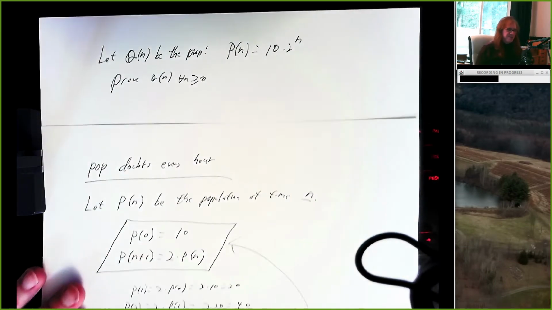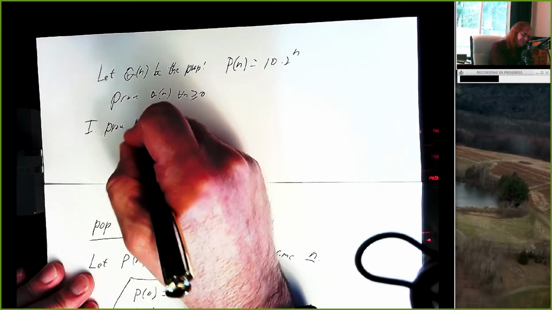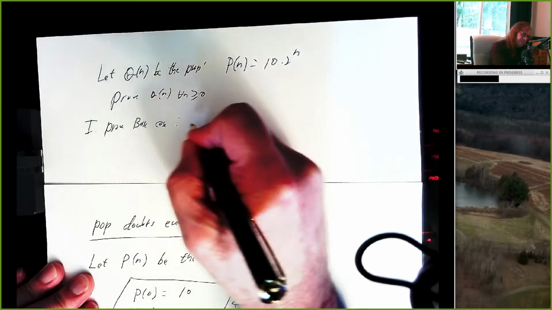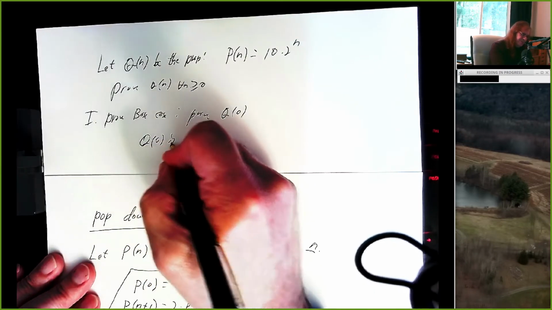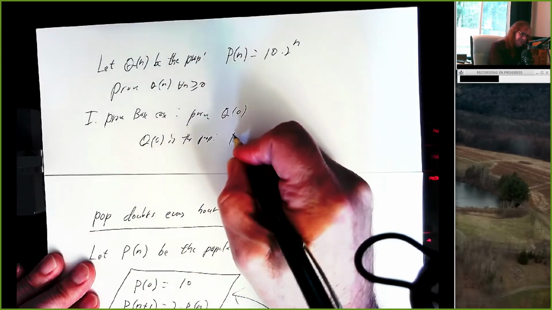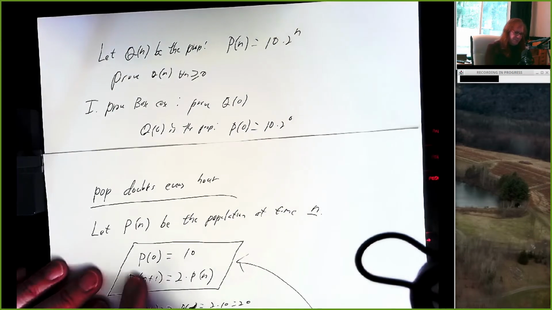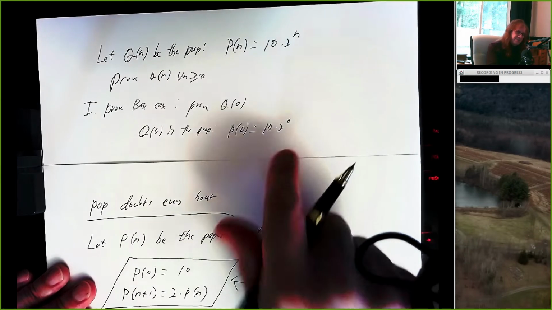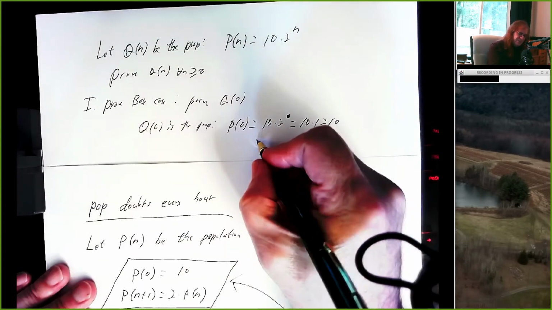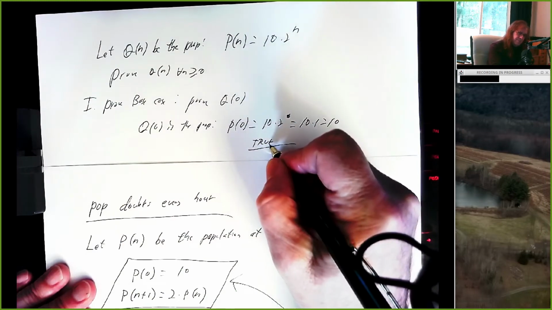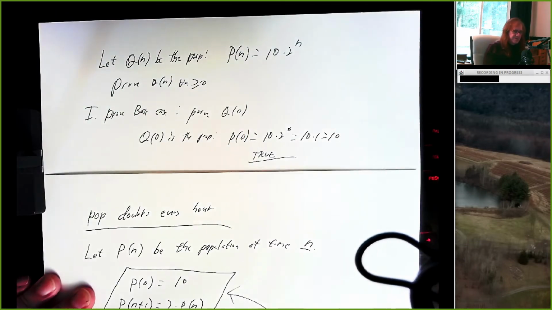And if we want to prove this with mathematical induction, we have to do two things. One, we have to prove a base case. So we need to prove Q of 0 is true. Well, Q of 0 is the proposition that the population at time 0 equals 10 times 2 to the 0. Well, we know the population at time 0 is 10, and 10 times 2 to the 0 is equal to 10 times 1, which is equal to 10, and so this is true.